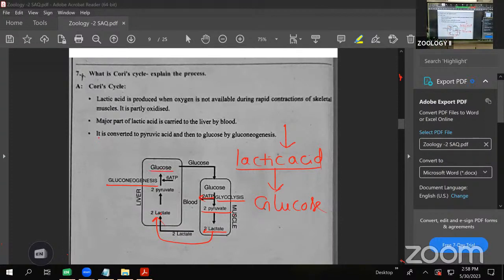Here, the lactic acid is converted into glucose inside the liver. That process is called the Cori cycle. Inside the muscle, after the anaerobic respiration, lactic acid is produced. That again forms glucose by this cycle that we call the Cori cycle. This is also important. Next questions we will discuss in the next class. We will meet tomorrow at the same time.